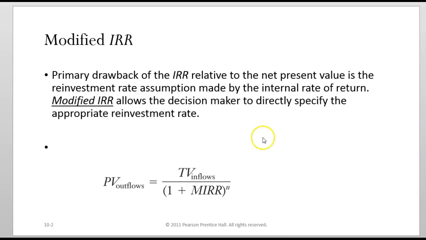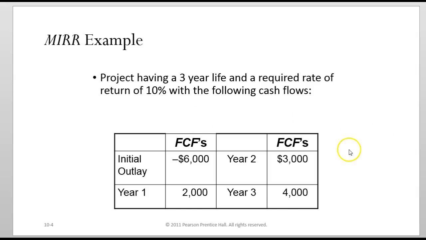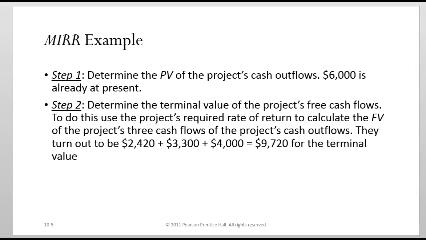So here we go. Here's the formula. It's the same scenario. If it's higher than the required rate of return, you would accept it. If it's lower, you would reject it. But here we have a $6,000 outlay, and then you have 2,000, 3,000, and 4,000. And I guess I should slow down a bit.